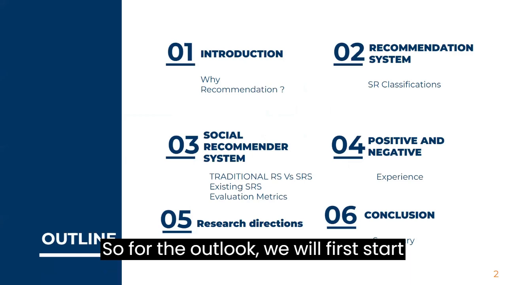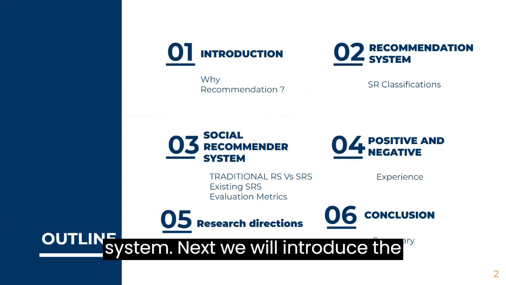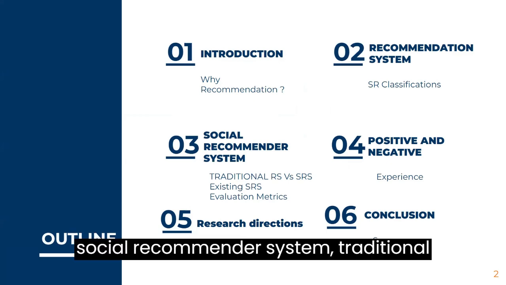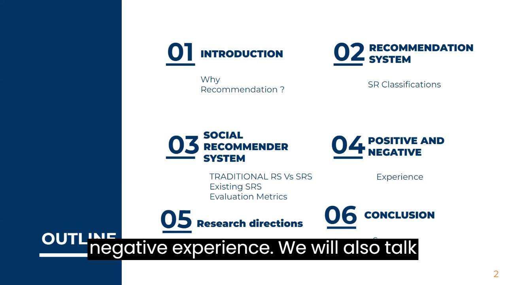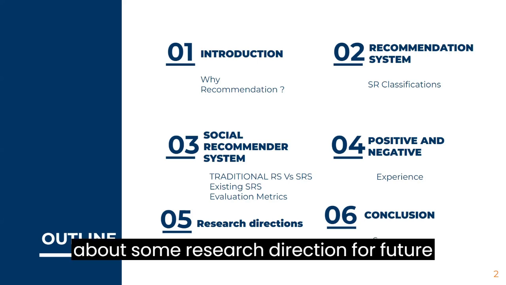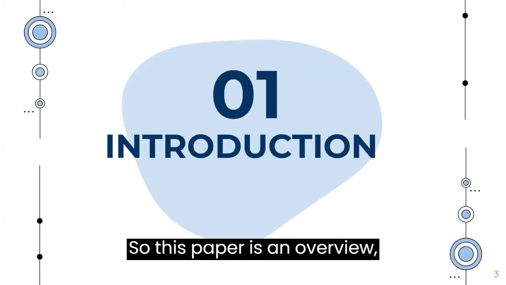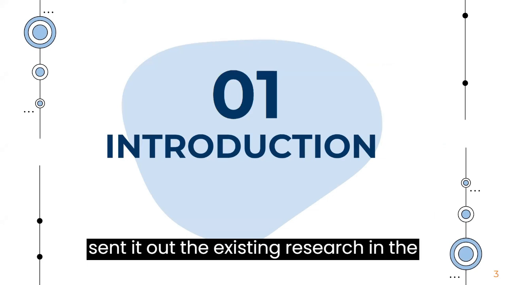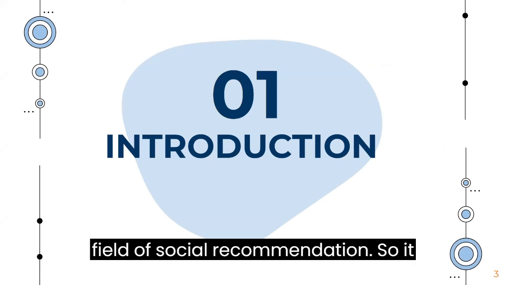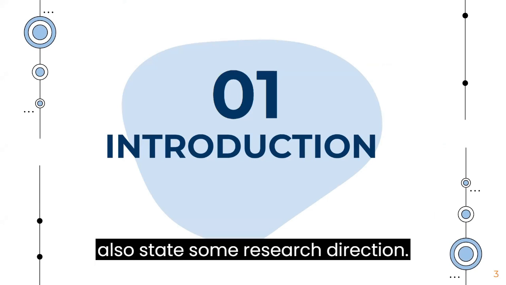For the outline, we will first start with an introduction. Next, we will have an overview of the recommendation system. Next, we will introduce the social recommender system, traditional recommender system versus the social recommender system, and the positive and negative experience. We will also talk about some research directions for future work, and we will finish with a conclusion. This paper is an overview, a review, so it synthesizes the existing research in the field of social recommendation. It summarizes the existing work and also states some research directions that can be used in future work.